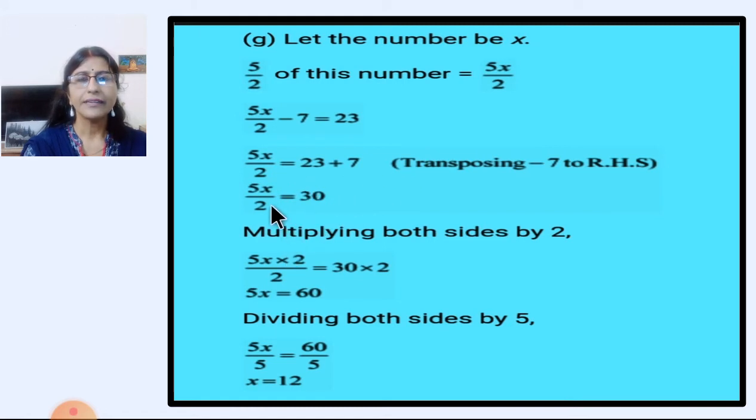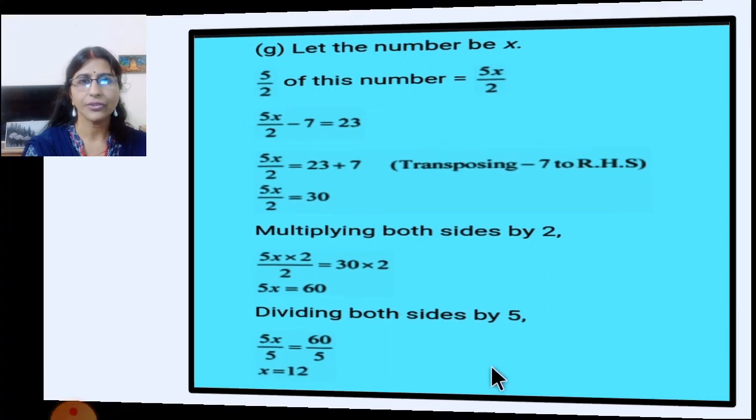And then we will have to remove this 2 which is dividing here. So we will multiply both the sides by 2. Here 5x upon 2 is multiplied by 2, and here 30 is also multiplied by 2. So you will get 5x, the 2 will be cut, and 5x is equal to 30 into 2, which is 60. Now dividing both the sides by 5, we get 60 upon 5, which is 12. So this way we will find out the number Anwar thought of. This is the number he thought of, 12.